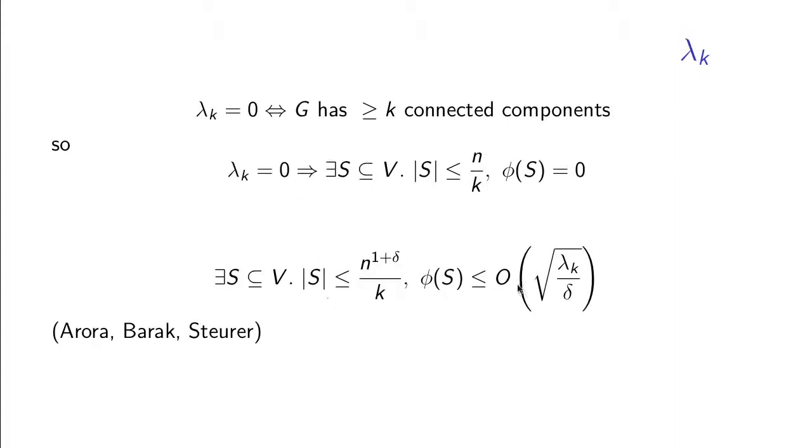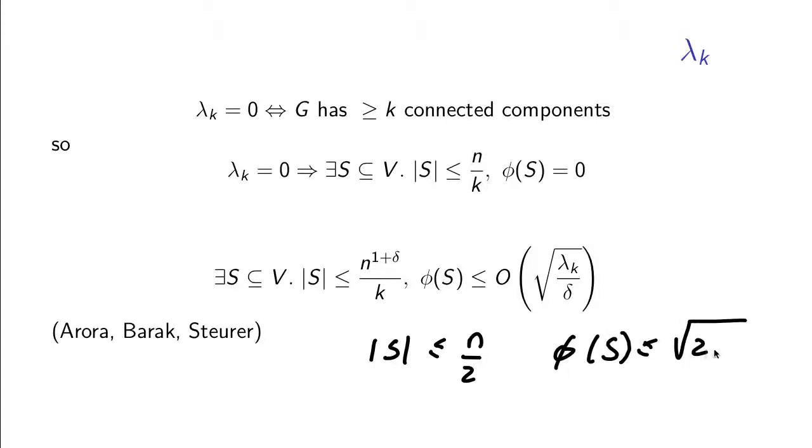A robust version of this fact was proved by Arora, Barak, and Steurer. What they show is that it's always possible to find a set that is relatively small, provided that k is large enough, and whose expansion is bounded in terms of lambda k. Now, when k is equal to 2, what we get from Cheeger's inequality is that there is a set of size at most n over 2, and whose expansion is at most the square root of 2 lambda 2.